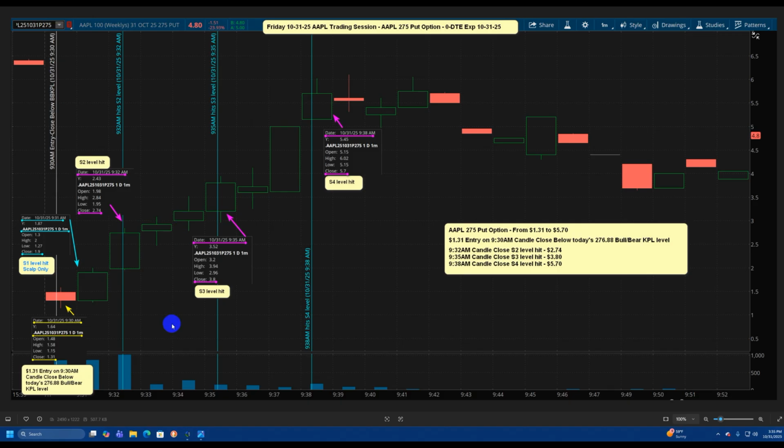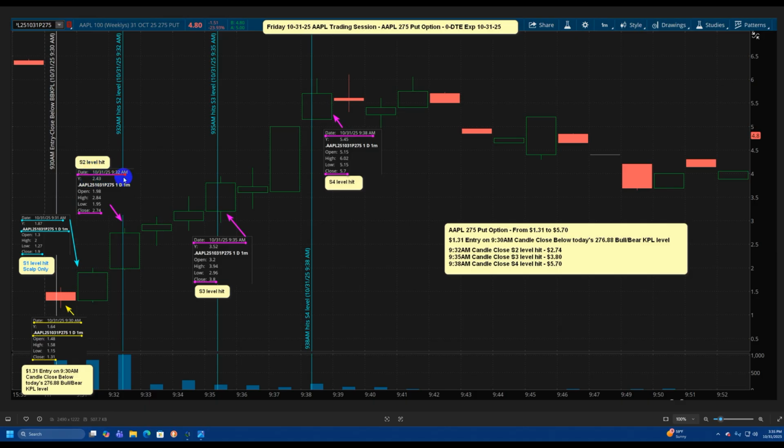This was the out of the money strike on the 9:30 a.m. candle close below the bull bear KPL. The buy price on this option, $1.31. Here is the 9:31 a.m. candle close, S1 level hit for scalp only, $1.90.